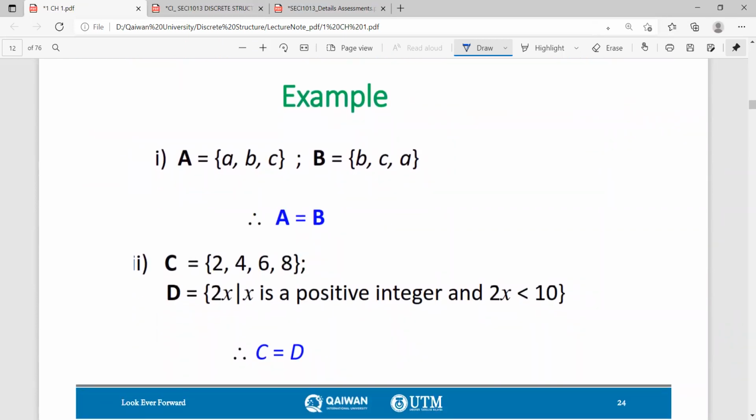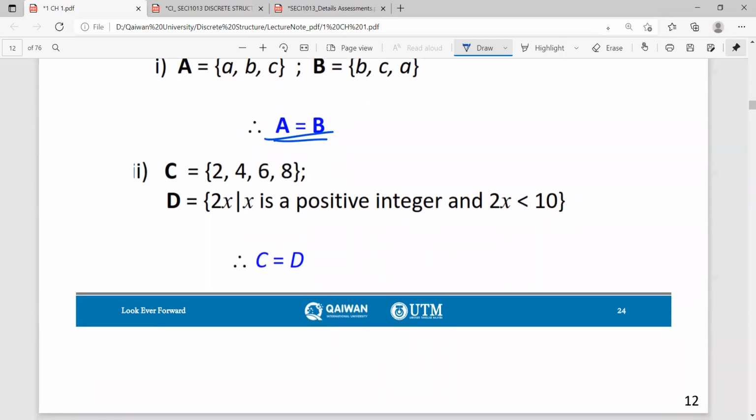Now you have an example. Set A is A, B, and C, and B is B, C, and A. As you see, both sets A and B have the same elements. A, we have A here, and we have A here also. B, B, C, C. And we have no extra elements in any of these two sets. They have the same elements, and you can say these two sets are equal. You see A is equal to B.